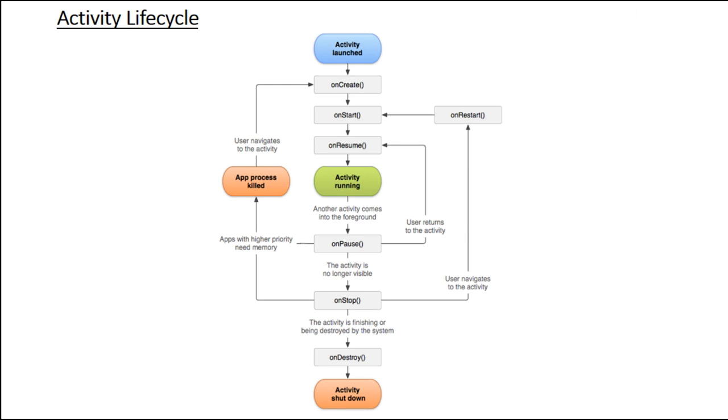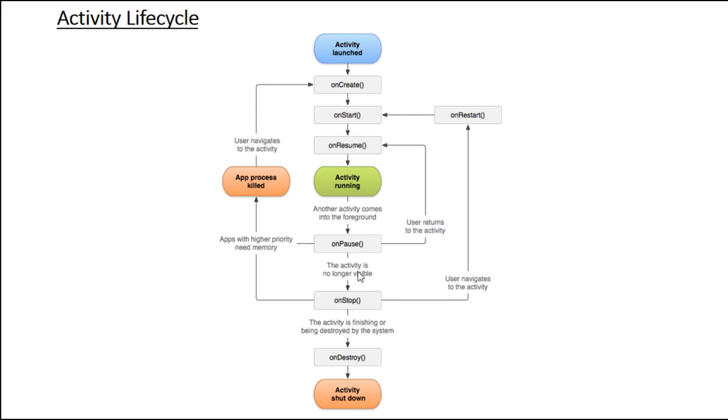For example, if a phone call arrives, it is another activity, so another activity will come into the foreground. In such a situation, the Android system first calls the onPause method, and if your activity is partially visible to the user, your activity continues in the paused state, and if the user returns to the activity again, then the system again calls the onResume method and your activity starts interacting with the user.